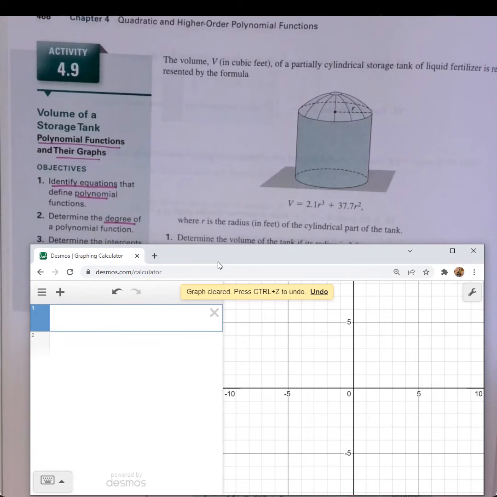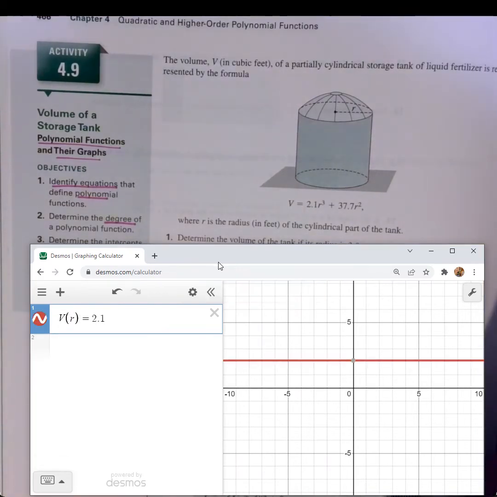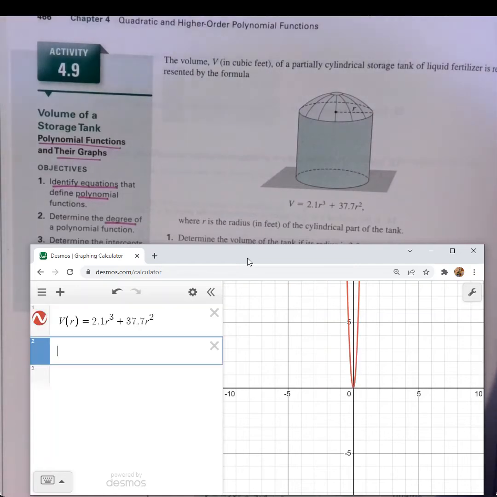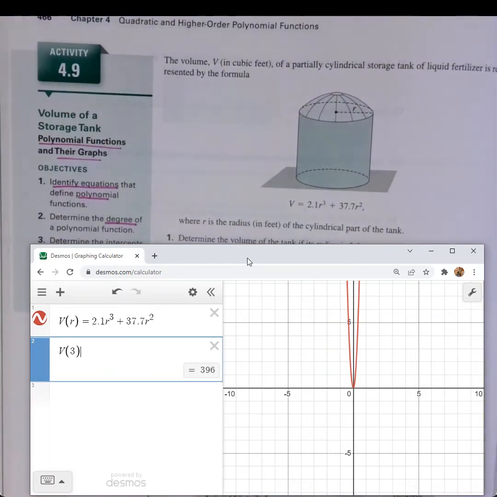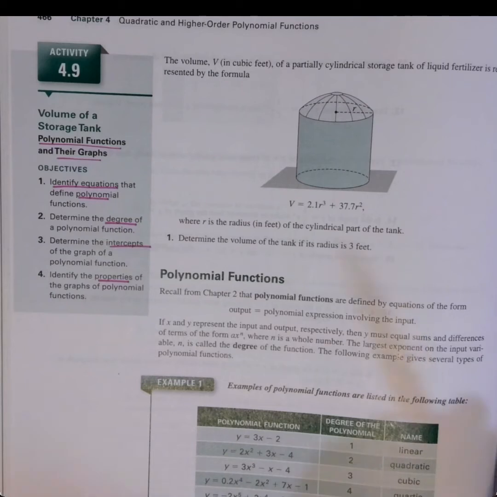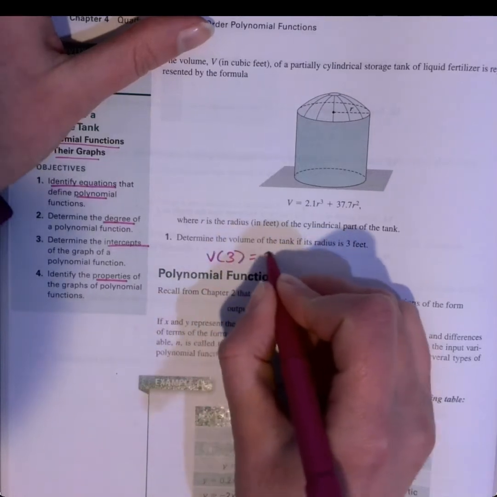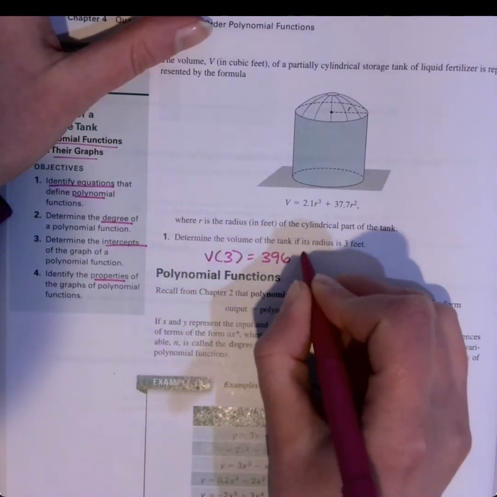So we're going to plug in some numbers to this function and evaluate it. So let me get it typed in. Our function V of r is 2.1r to the third plus 37.7r to the second. And if we want to evaluate this at a radius of 3, then our volume is going to be 396 cubic feet, because it is volume. Okay, so we'll just make our note here that V of 3 is 396 cubic feet.